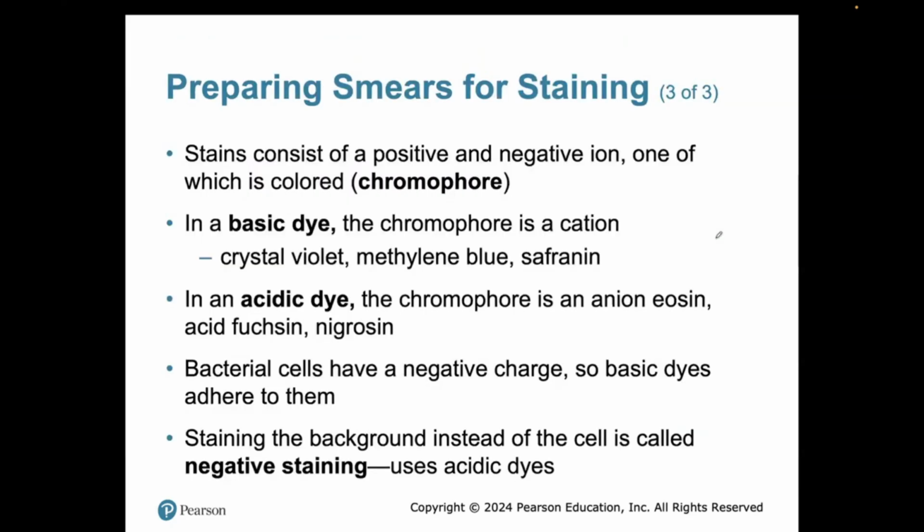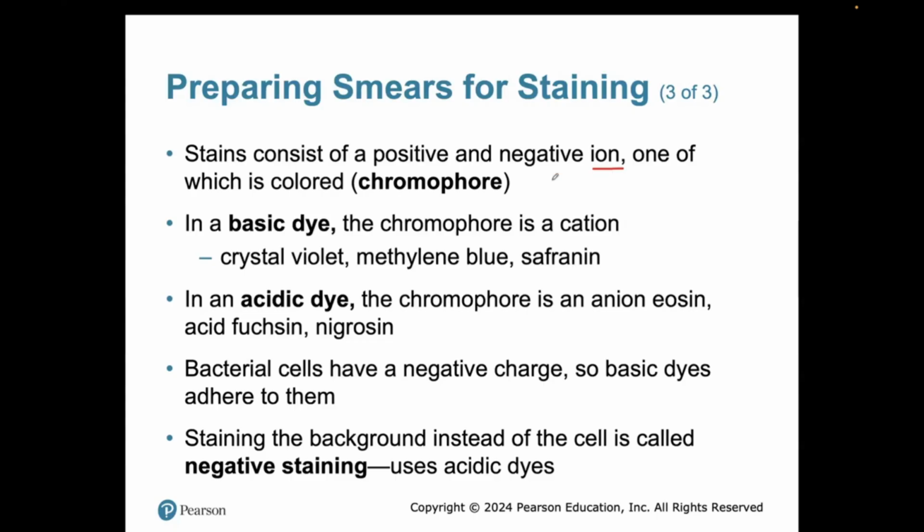Now, let's talk about the last little bit of making these smears. We have to understand what the stains consist of, all right? Stains consist of a positive and a negative ion. So what are ions? Ions are charged elements on the periodic table. Ions basically are when you have more positive or negative charges. It depends upon what we're talking about. When talking about stains, these stains are referred to as chromophores.